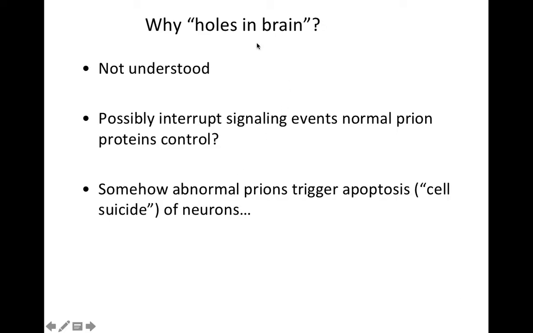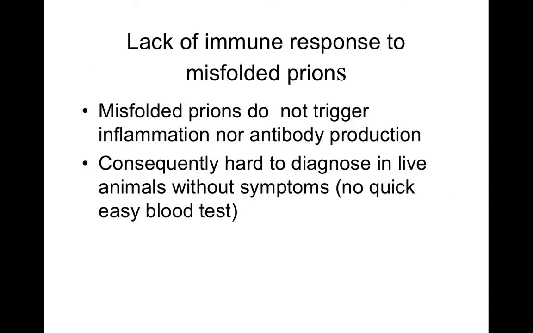So again, folks, with regard to why the holes form in the brain, I don't think they truly understand. Again, it might be because the prions can't carry out their normal function, so there's an interruption in signaling events between neurons. But again, those abnormal prions, somehow they're triggering that cell suicide, programmed cell death, or apoptosis of the neurons.